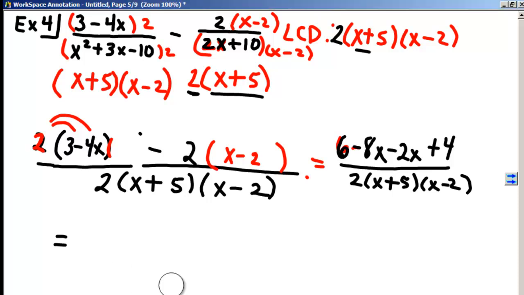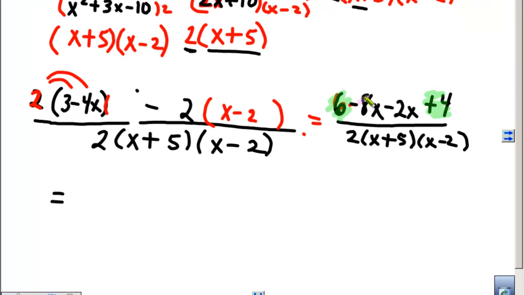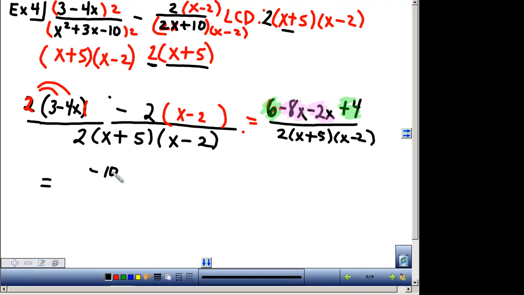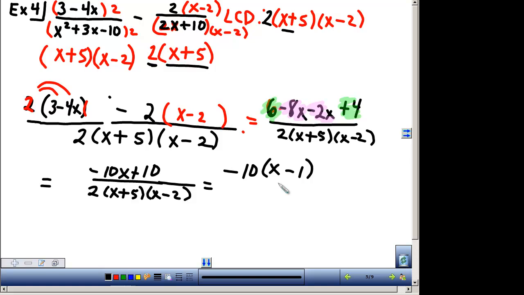Combining like terms, 6 and 4 is 10, and negative 8x and negative 2x is negative 10x. So we get negative 10x plus 10 over 2 times x plus 5 times x minus 2. If I pull out a negative 10, we have x minus 1. And on the bottom we have 2 times x plus 5 times x minus 2. This is as factored as far as we can factor it. There's nothing to mark out of the top and bottom. So I am done.